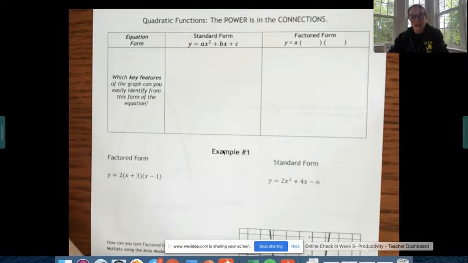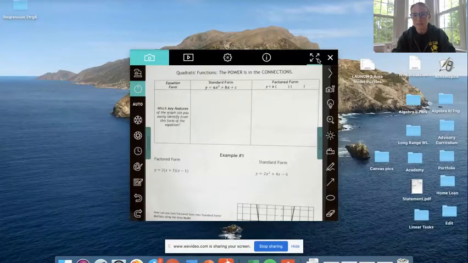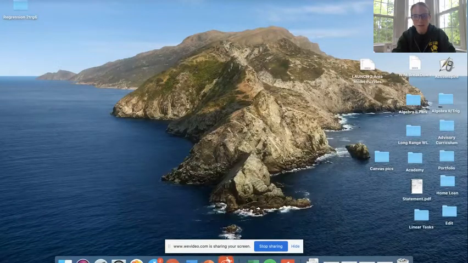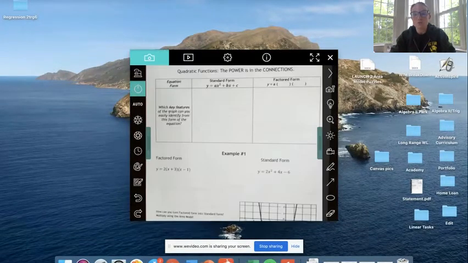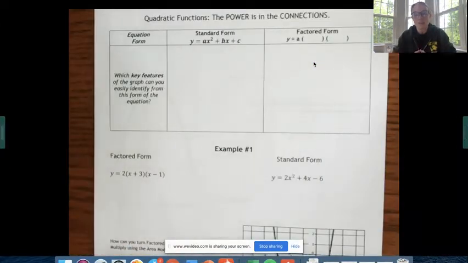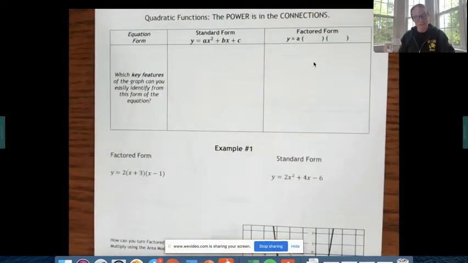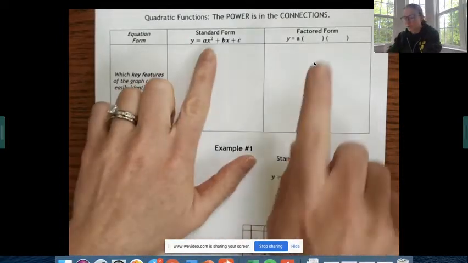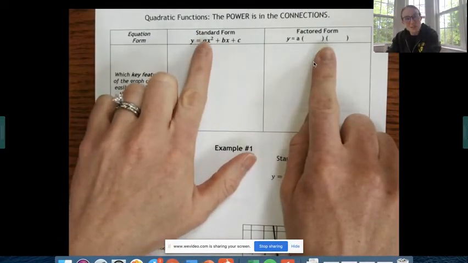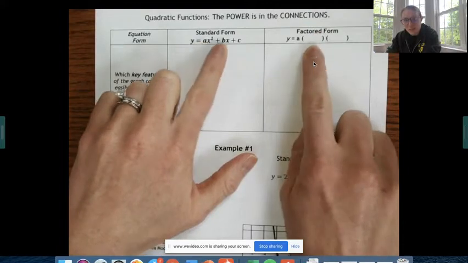Now, these notes that I'm going to do with you guys, they are on the module, and I have both a filled out version and a blank version so that you can go through this with me if you would like. All right, so let's take a look here. We have two different forms. We have standard form and we have factored form. Now let's make some connections.